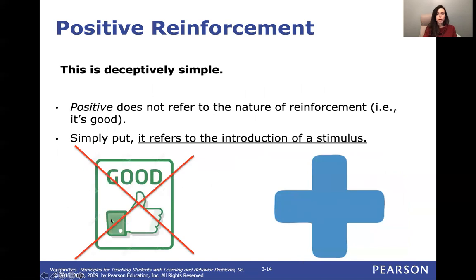So just remember, positive in this case does not equal good. It just means you're adding something. You're giving them something, and that's what makes it positive. And you're adding or giving them something to increase the behavior.